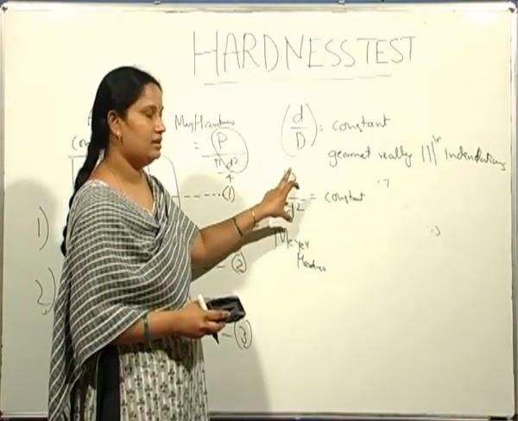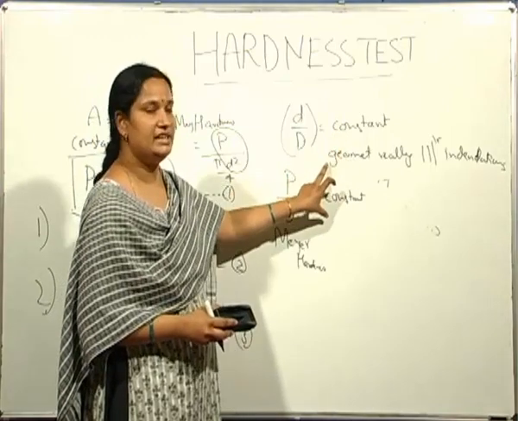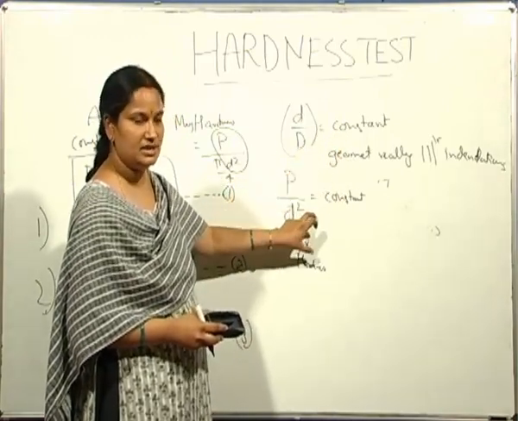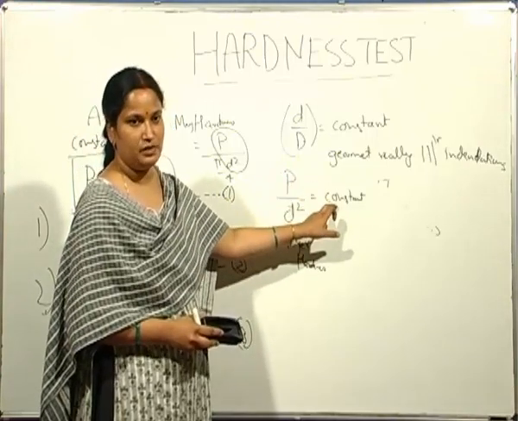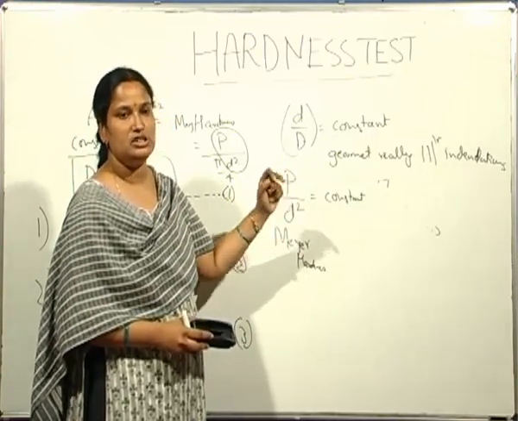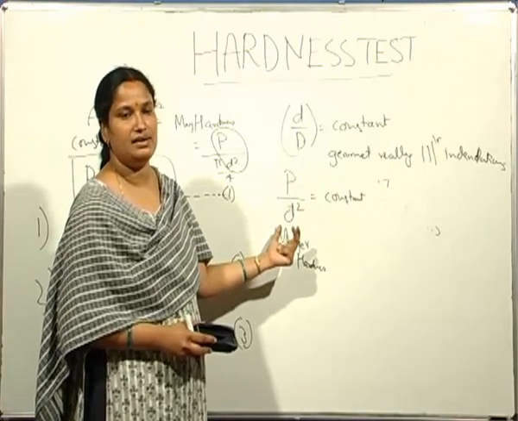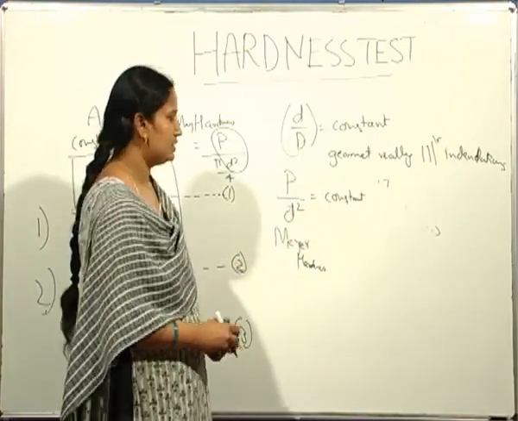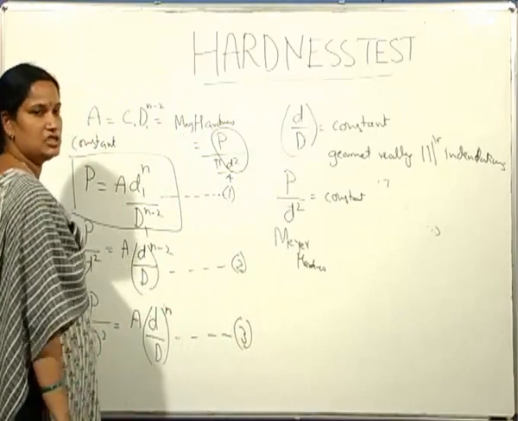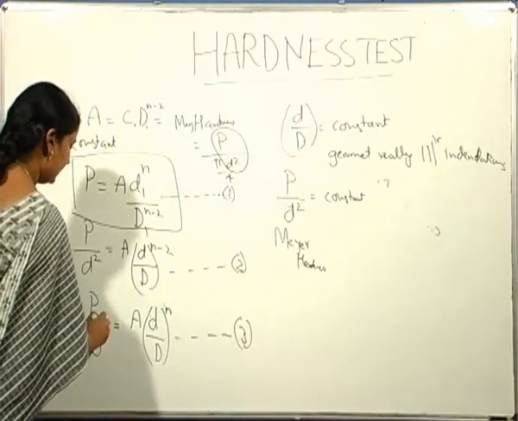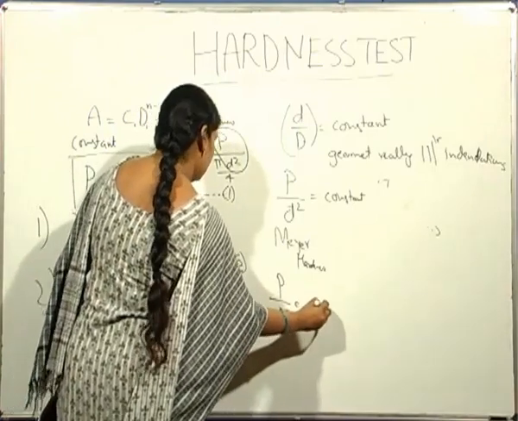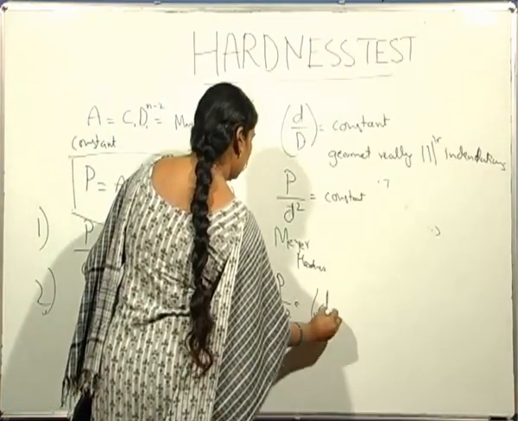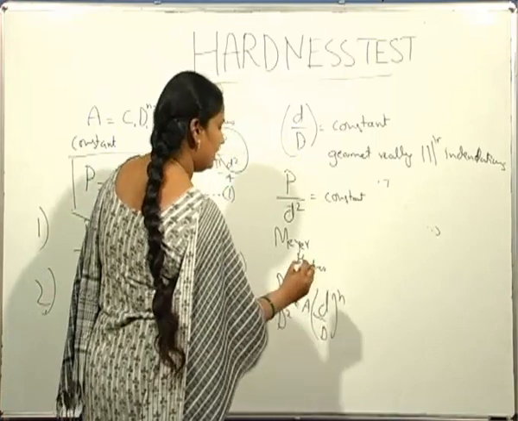By maintaining geometrically similar indentation, that is small d by capital D constant, it means that the Meyer's hardness is constant. It does not change with load. Meyer's hardness is constant. This is from the first equation. From the second equation, P by D square is equal to small d by capital D whole to the power of n into A, where A is constant.